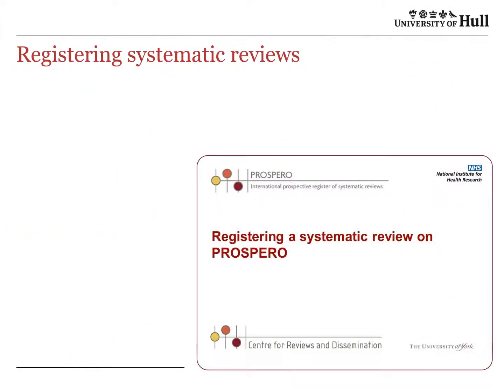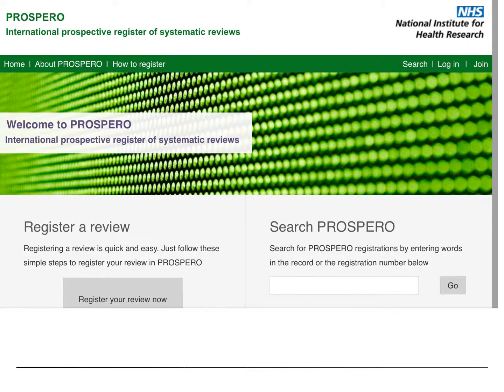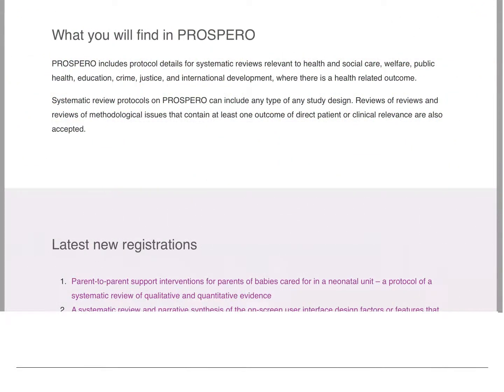I've mentioned PROSPERO already, and PROSPERO is a system for registering systematic reviews, and it's run by the National Health Service Institute for Health Research and the York Centre for Reviews and Dissemination. There's a website, and on the website you can easily register your review. It doesn't cost anything, and you can search for previously registered reviews. And this is an outline of what you'll find on PROSPERO.